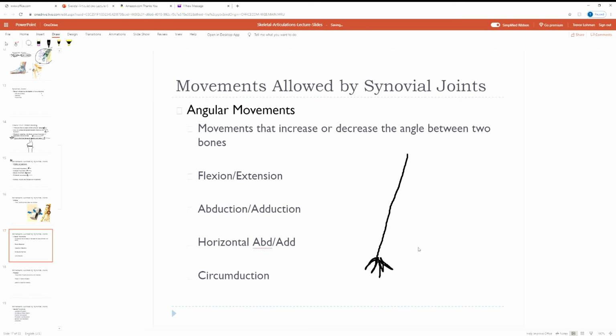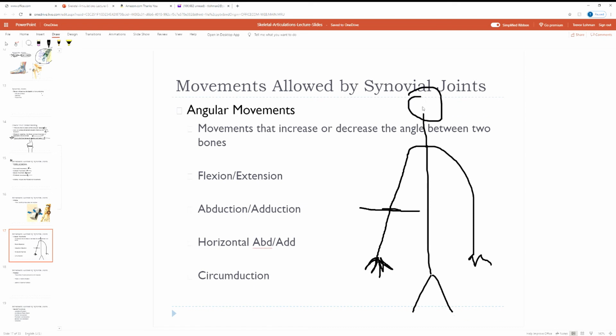Here's your hand, and here's your elbow. Your elbow is rotating around this axis when you flex and extend it. Okay, here you are. Here's your person, your two arms, your legs. You're looking at us. You're so happy to be in anatomy class. So your elbow is rotating around this axis, which is the lateral medial axis.